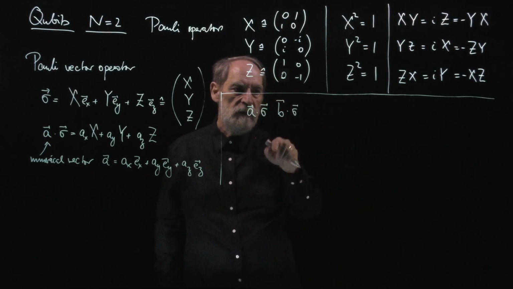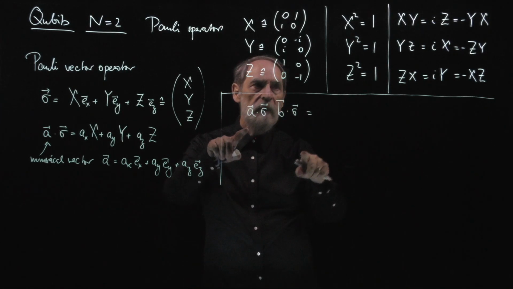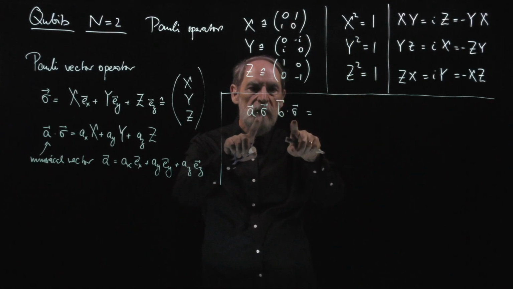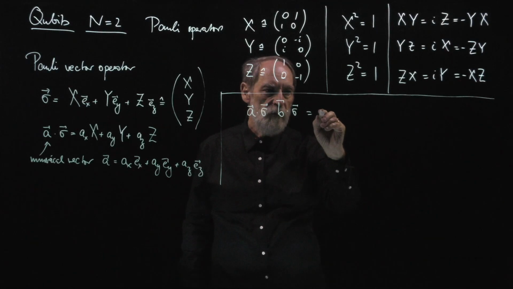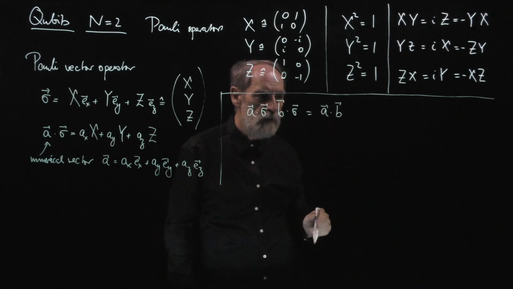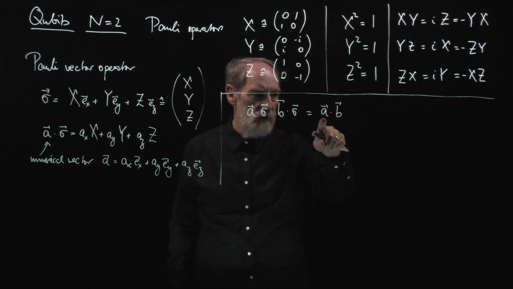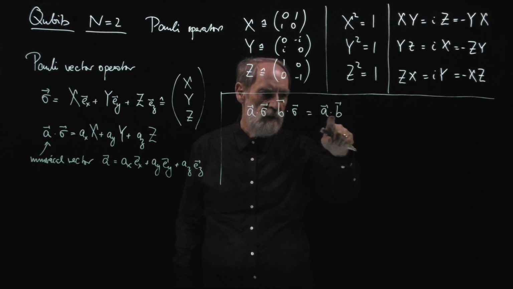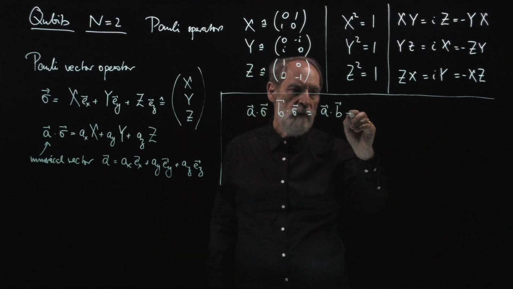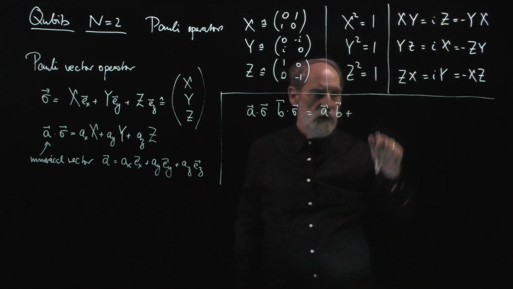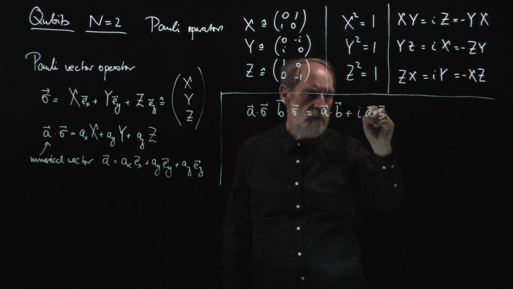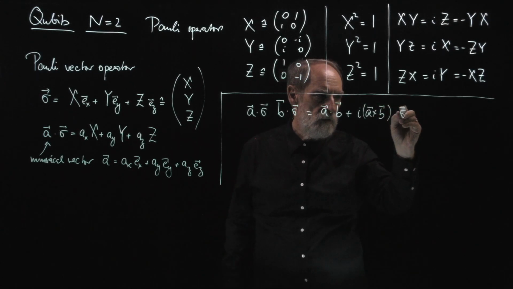And then this product, well, if we have the same part of sigma twice, then we just get the identity. So we get the A vector dotted into the B vector. This is just AX times BX plus AY times BY plus AZ times BZ. This is exactly the thing that happens, times the identity operator plus, and now here we have the ingredients of the vector product of A and B dot sigma.